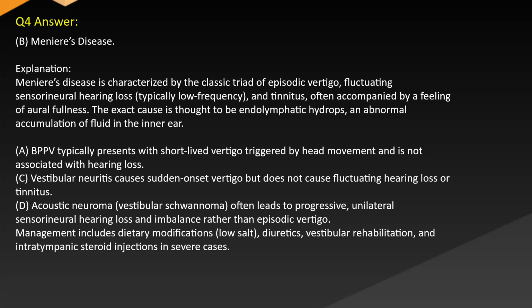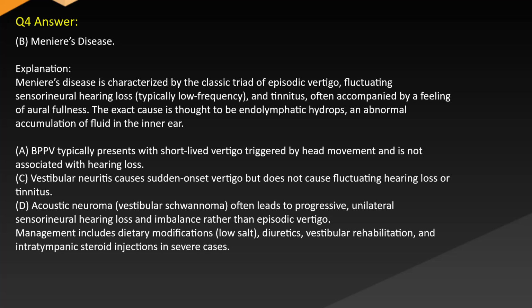Answer: B. Meniere's disease. Explanation: Meniere's disease is characterized by the classic triad of episodic vertigo, fluctuating sensorineural hearing loss, typically low frequency, and tinnitus, often accompanied by a feeling of aural fullness. The exact cause is thought to be endolymphatic hydrops, an abnormal accumulation of fluid in the inner ear.